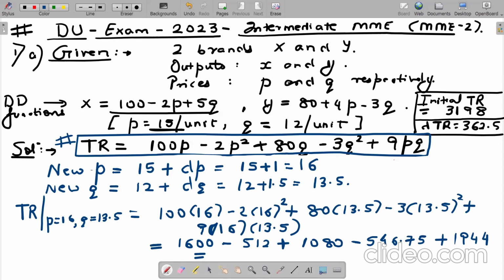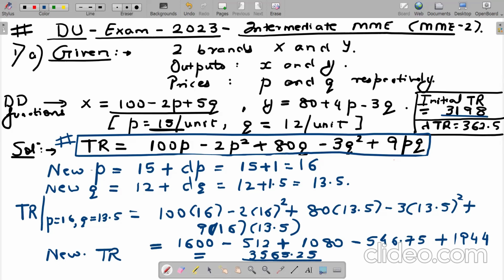So let's calculate this expression. I'm using my calculators, and students are also allowed to use and verify. So it comes out as 3565.25. This is my new total revenue. So initial total revenue was 3198, new total revenue is 3565.25.